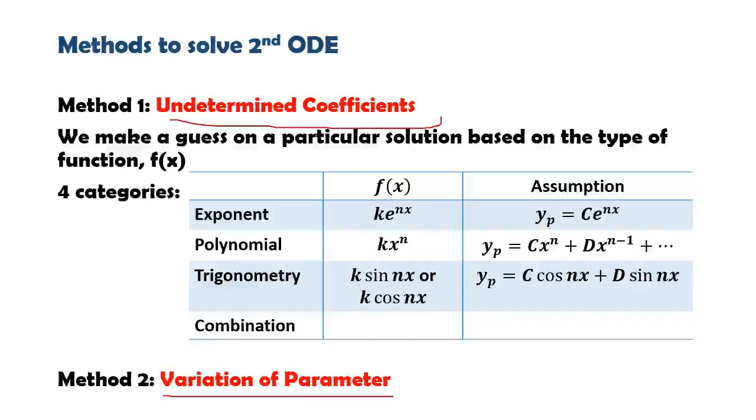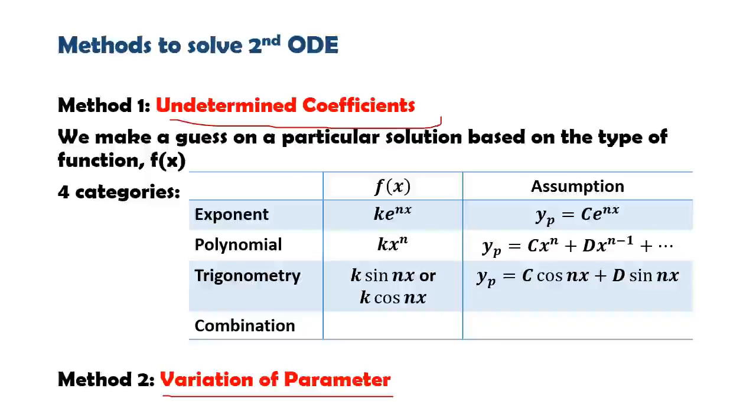If you have an exponential function f(x), then your assumption for yp is equivalent to a constant c times the exponential in x. If it is in the form of a polynomial, which also includes a constant, then yp will comprise cx^n plus dx^(n-1), and so on.